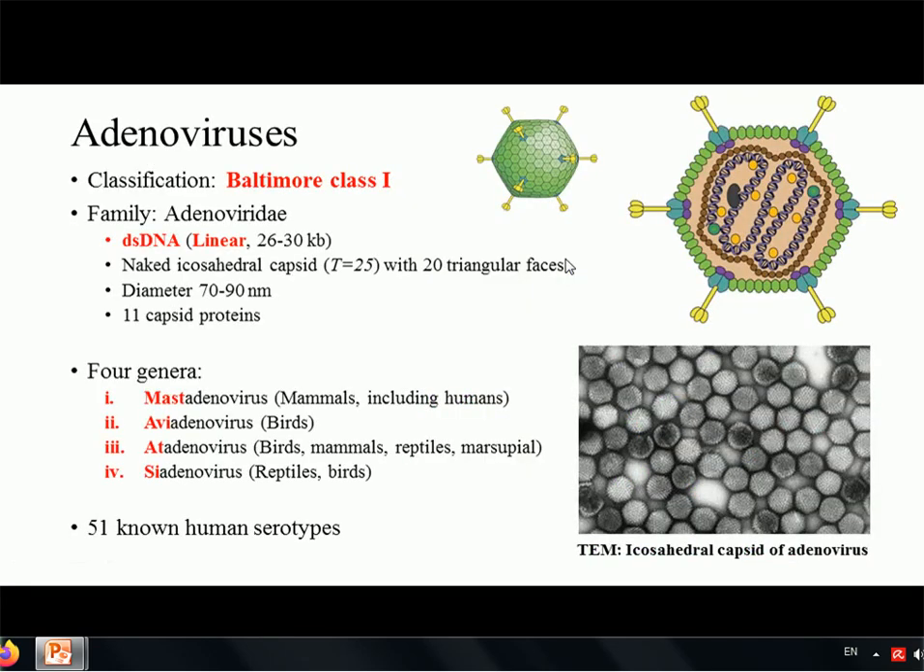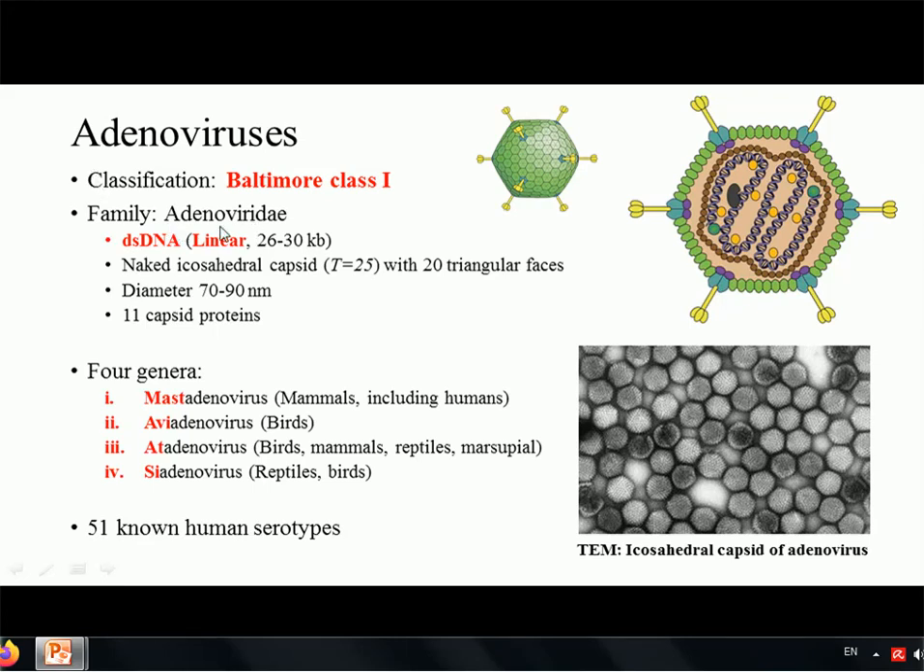Let's look at the structure of the virus. Adenoviruses belong to Baltimore class 1, and as we know, most viruses have a very simple structure. They consist of only the genetic material and the protein coat. The same thing applies to adenoviruses, which belong to the family Adenoviridae.